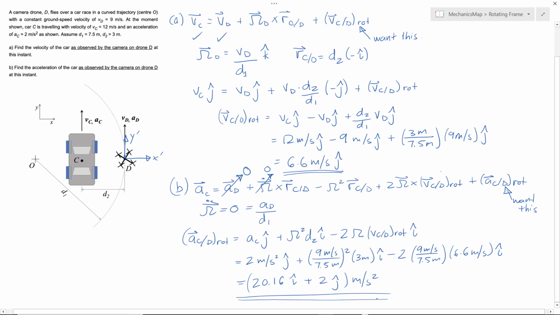So now we see that despite our velocity still remaining in the J direction, despite the car going forward with no turning, the acceleration we view from the drone is not only in the J direction, it actually has a large I component.